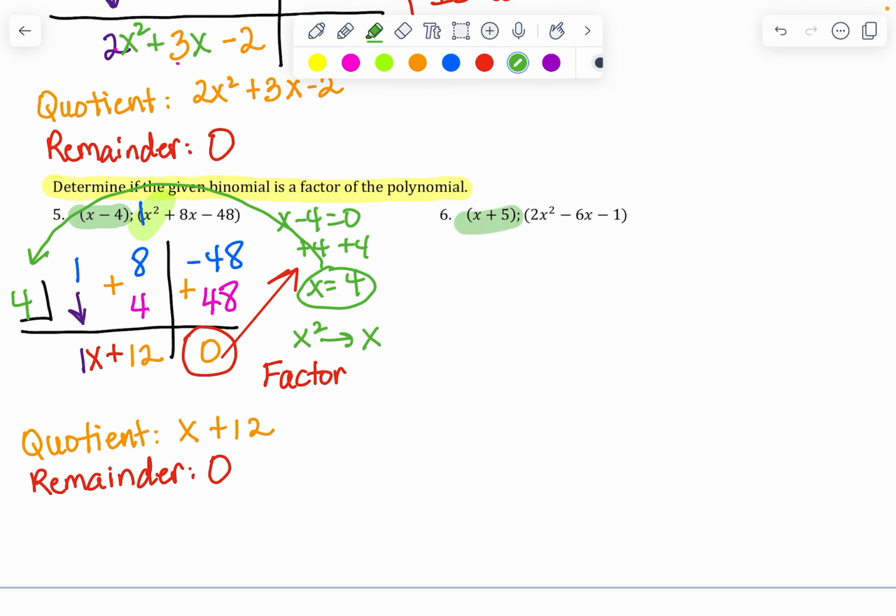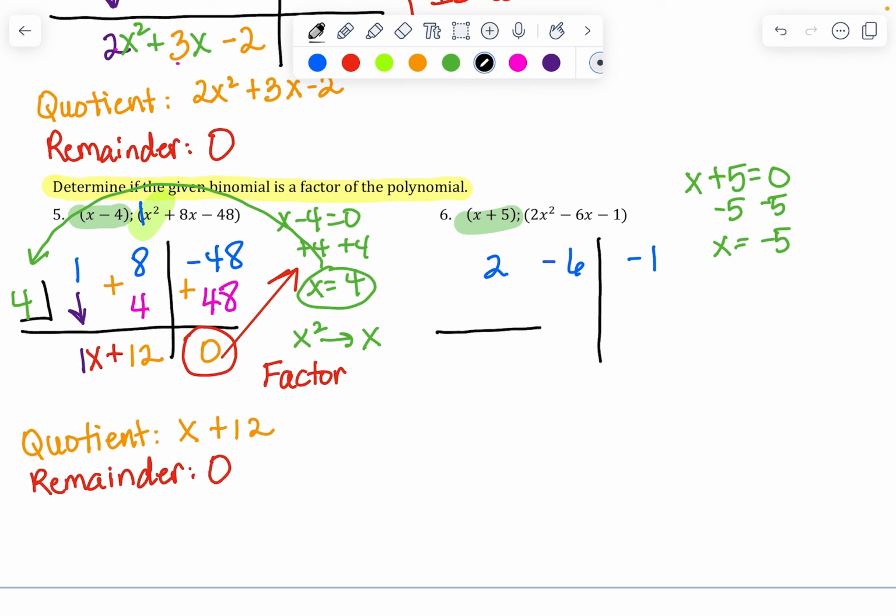Grab your divisor, set it equal to 0. So I get x equals negative 5. Let's do our coefficients. Looks like we're good in order: 2, negative 6, negative 1. Draw your lines. Draw your half box. This negative 5 goes in the half box.